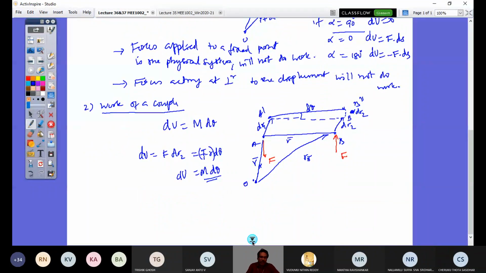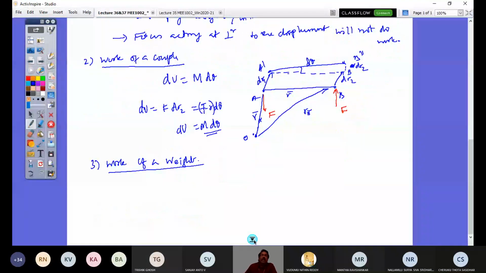Similarly, you have seen the work of a force during a finite displacement, and you also have the work of a force by weight and spring, right? So let's understand what we mean by the work of a weight. If the displacement is in the downward direction due to the weight, then it is positive work. If it is upward, it is negative work. And the work is independent of the path followed.